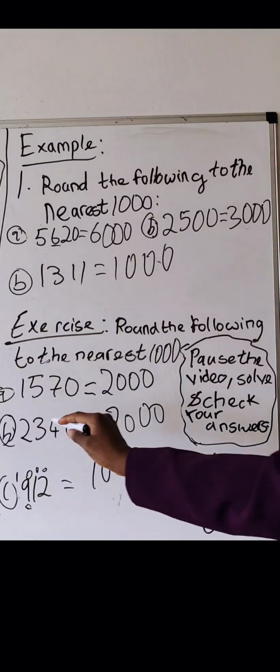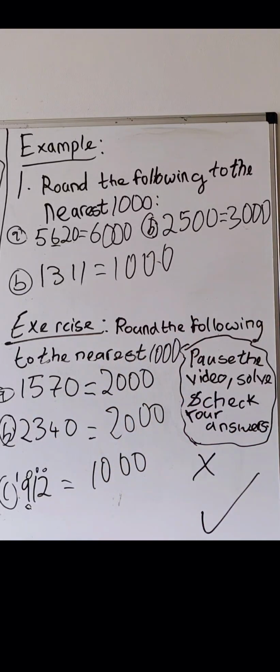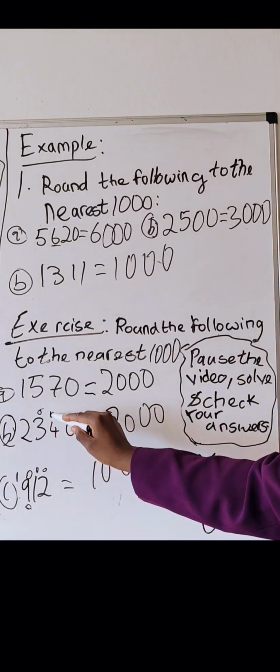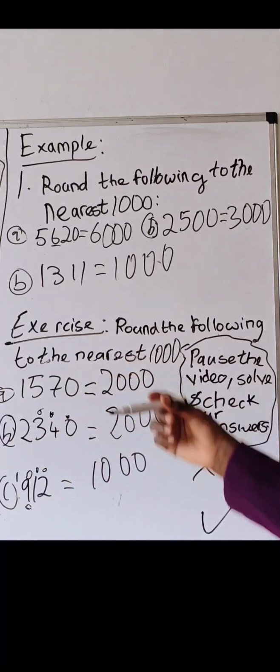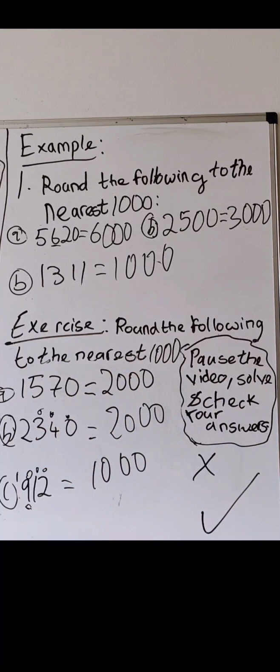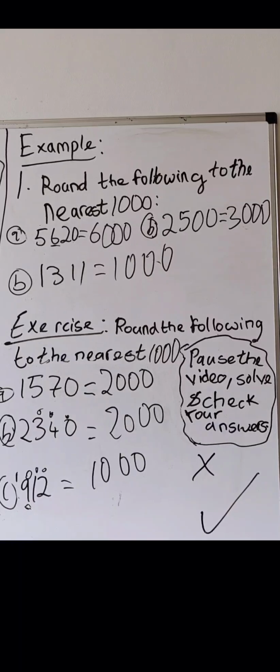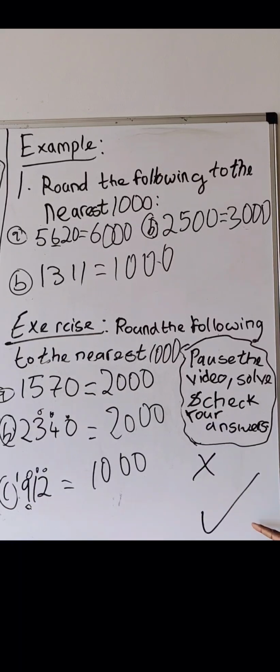Like I always say, the number behind the number you are focusing on all turns to 0, and the number here adds 1 or stays the same. I hope you guys understand what I'm saying. So give yourself a tick if you got it right, and give yourself this if you got it wrong.